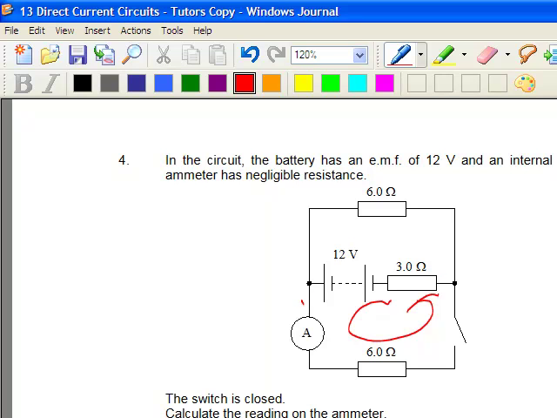Let's say this is the current you want to measure. Sorry, I should have. Okay, let's stop laughing. I want to find I. Don't laugh. Teacher can make mistakes. Continue.